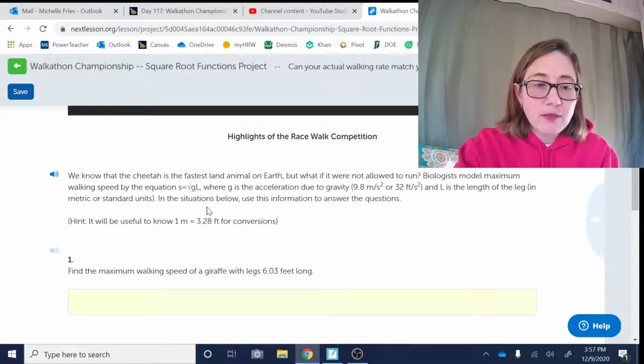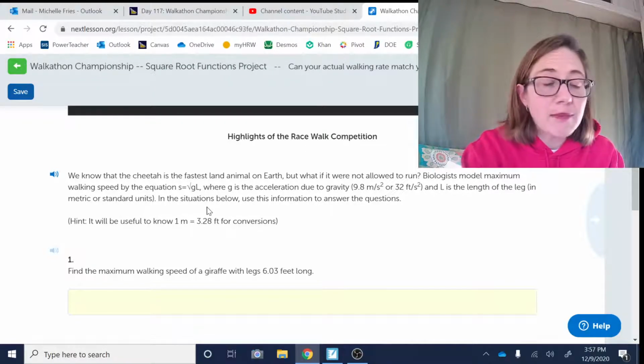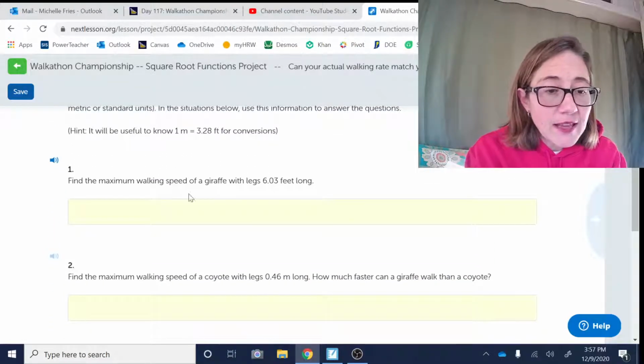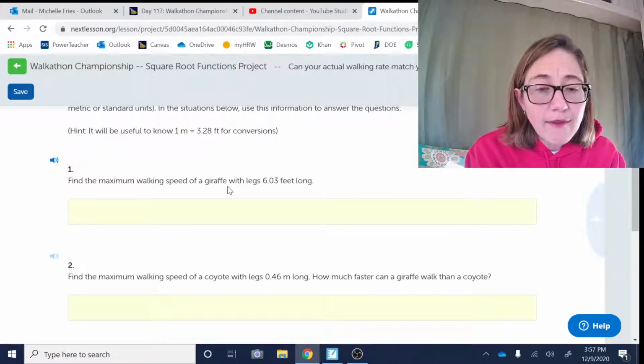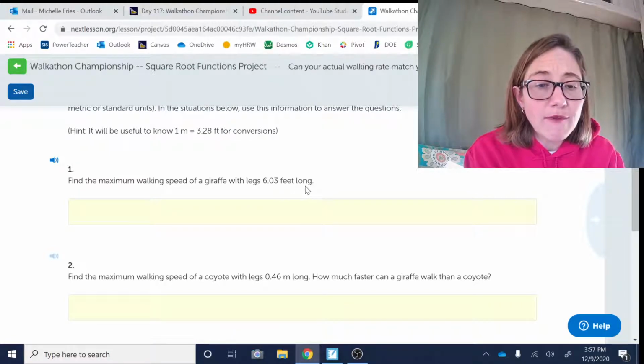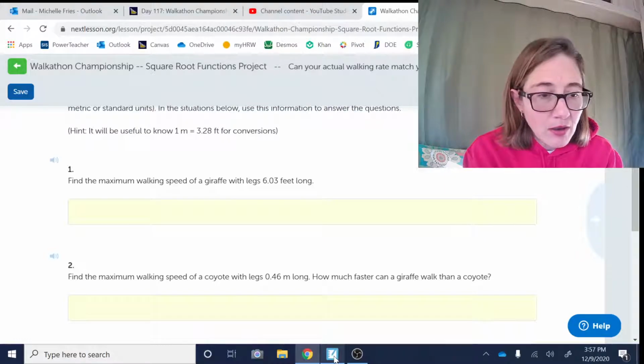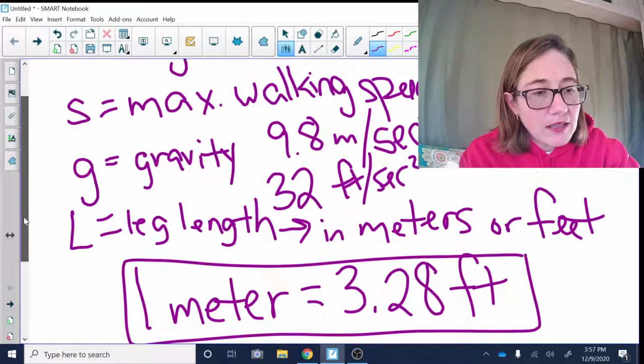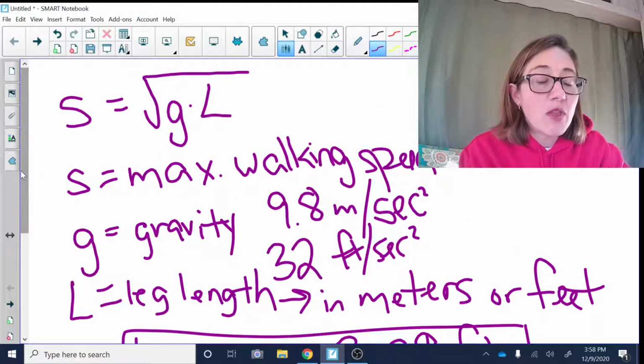And so now we're going to answer some questions. And they give you the hint about the conversions. So let's look at number 1 together here. It says, find the maximum walking speed of a giraffe with legs 6.03 feet long. Find the maximum walking speed of a giraffe with legs 6.03 feet long.